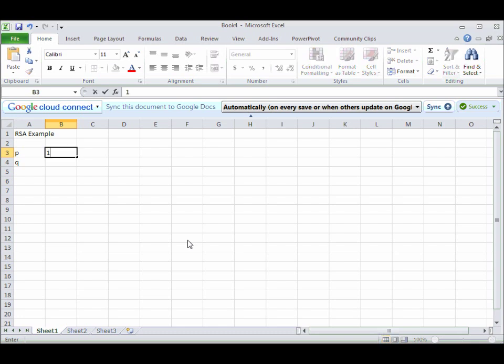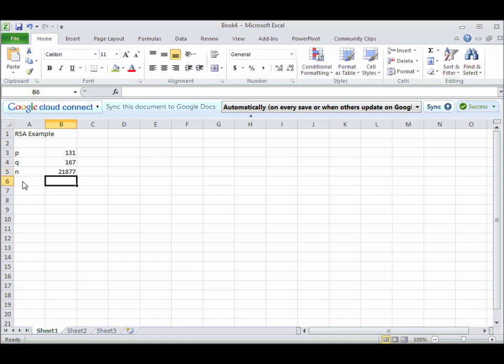Okay, so 131 is prime and 167 is prime. We need to find the number n, which we're actually going to share with the world, and that n is going to be the product of these two numbers, so p times q.